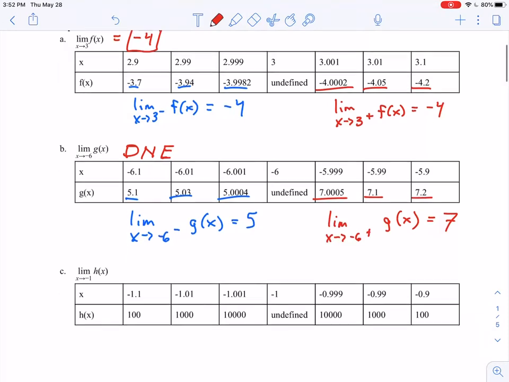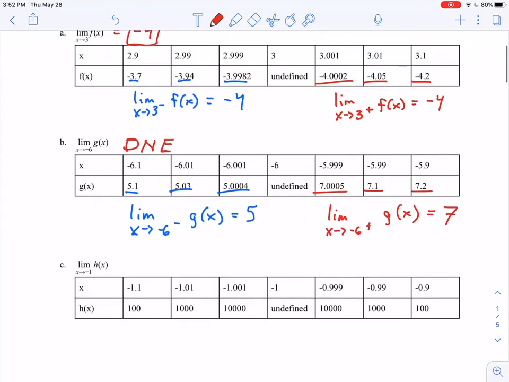Part C, here's where we're going to see something new happen. So part C, I want to look at the limit as x approaches negative 1. And again, we'll break this down into the left-hand limit and the right-hand limit. So here, the left-hand limit, let's pay attention to these y values over here. I've got 100, I've got 1,000, I've got 10,000. So to me, it doesn't look like they're approaching a single finite value, right? They're not getting closer and closer to some number.